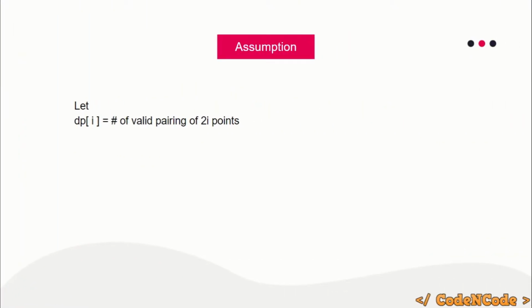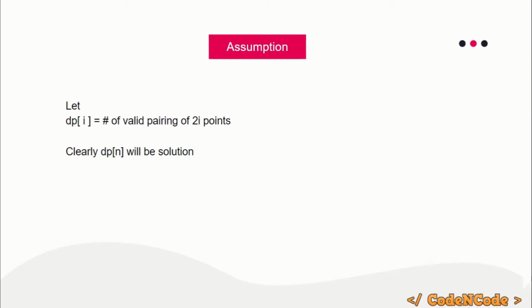First of all, let's assume that we will use dp, so we have a dp array. dp of i will be the number of valid pairings of 2i points. And the solution would be dp of n, because we have 2n points, so dp of n would tell you how many valid pairings there are. So dp of n will be the solution.